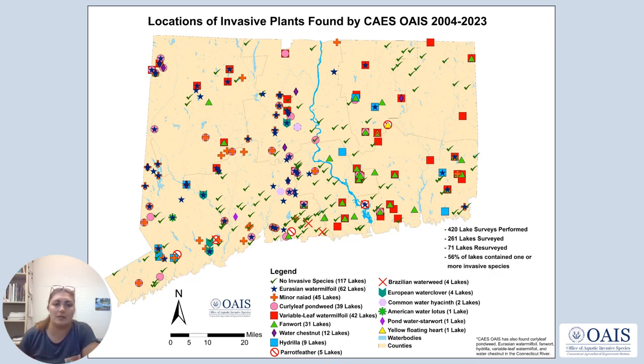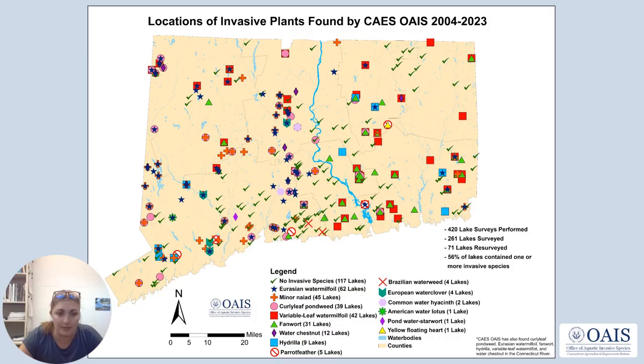So in Connecticut, this is a very busy map, but it's locations of invasive plants found by us from 2004 to 2023. So there are about 15 invasive aquatic plants that have been introduced to the state, and about 56% of the lakes that we surveyed have at least one invasive species. And when you see these areas that have a bunch of symbols piled on top of each other, that's a lake that has more than one invasive species. The green checks mean that we didn't find any, we only found native plants. That's about 117 of the lakes that we've surveyed, and we want to see more of those.